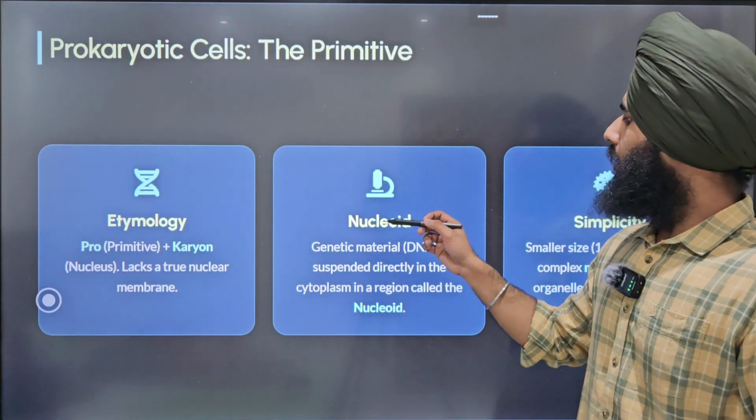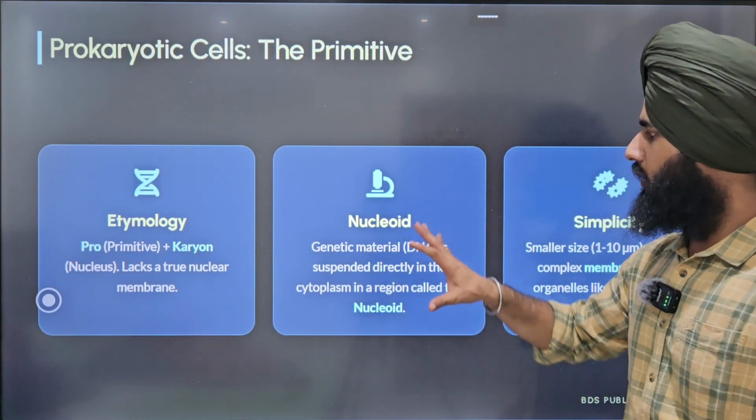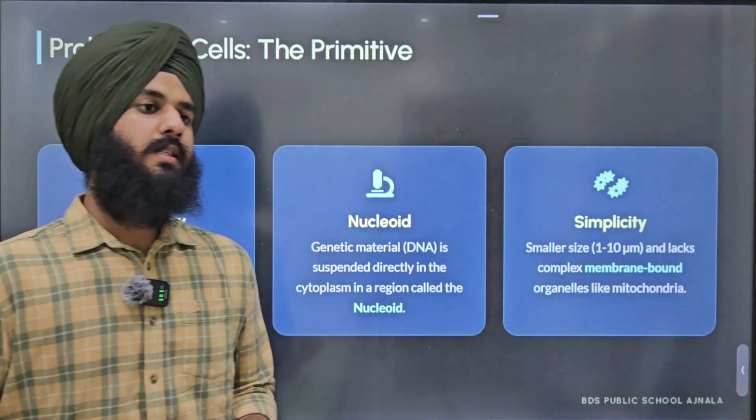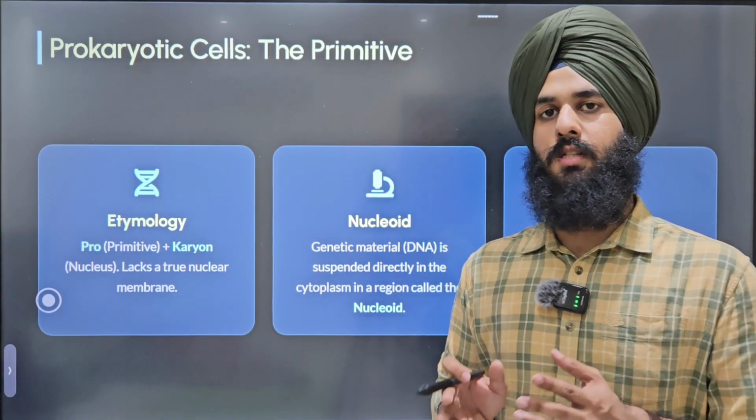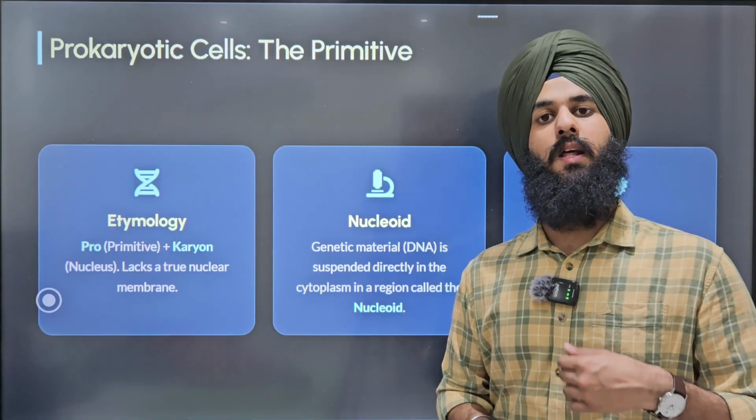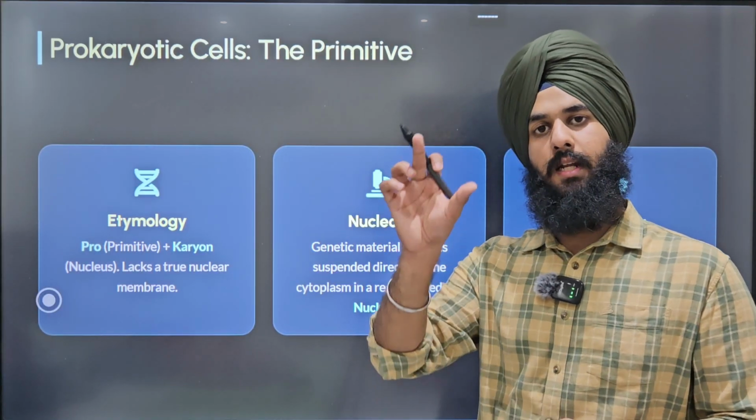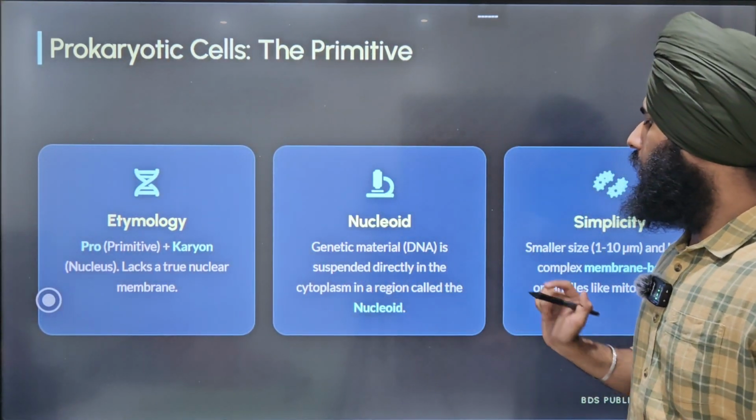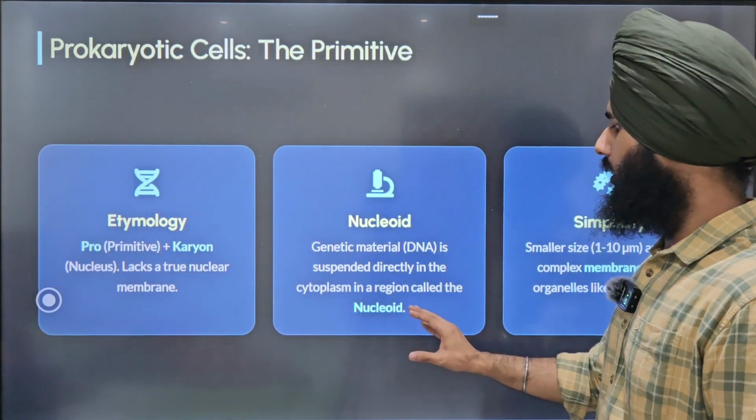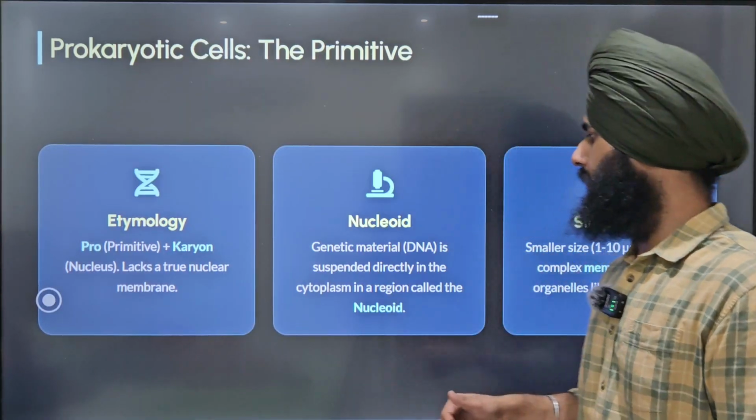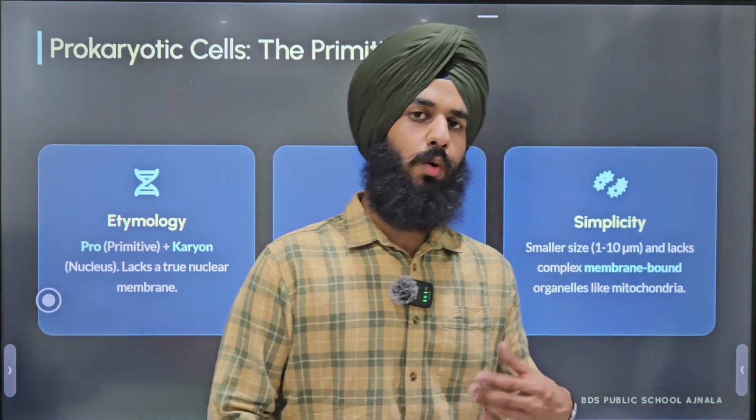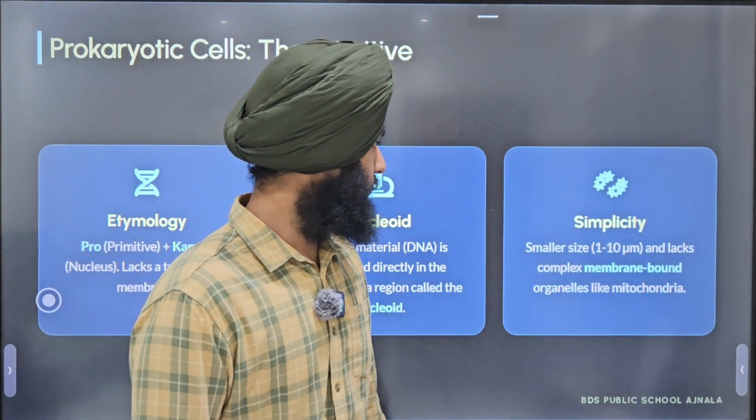Nucleoid over here. So these cells, instead of a nucleus, contain nucleoids. Nucleoid is the general body of the cell, which is the cytoplasm, and the genetic material, the DNA, is suspended in the cytoplasm itself. They don't contain a well-defined nucleus. So all of the material is within the cytoplasm itself, and this region is called the nucleoid. We'll see a diagram soon. And these are very, very small. Compared to the eukaryotic cell, these are about 10 times smaller.